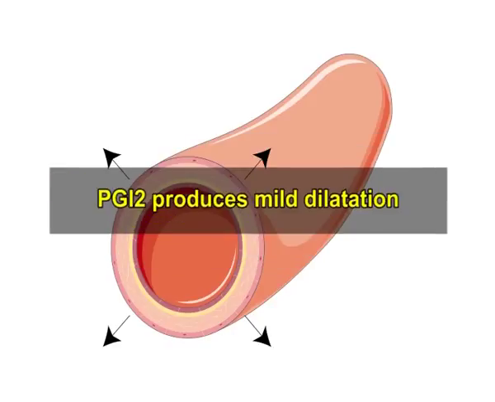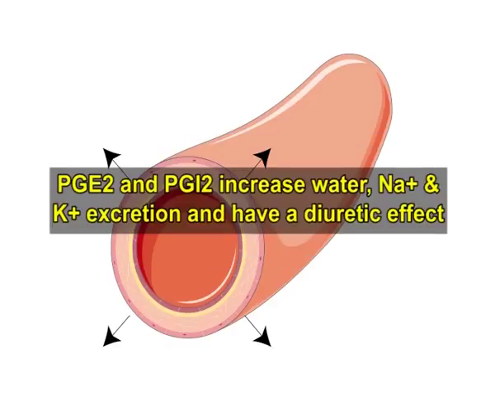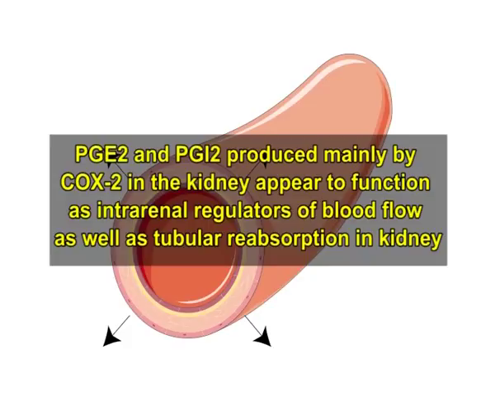PGI2 produces mild dilation. PGE2 and PGI2 increase water, sodium and potassium excretion and have a diuretic effect. PGE2 has been shown to have a furosemide-like inhibitory effect on chloride reabsorption as well. They cause renal vasodilation and inhibit tubular reabsorption. PGE2 and PGI2 produced mainly by COX-2 in the kidney appear to function as internal regulators of blood flow as well as tubular reabsorption in the kidney.